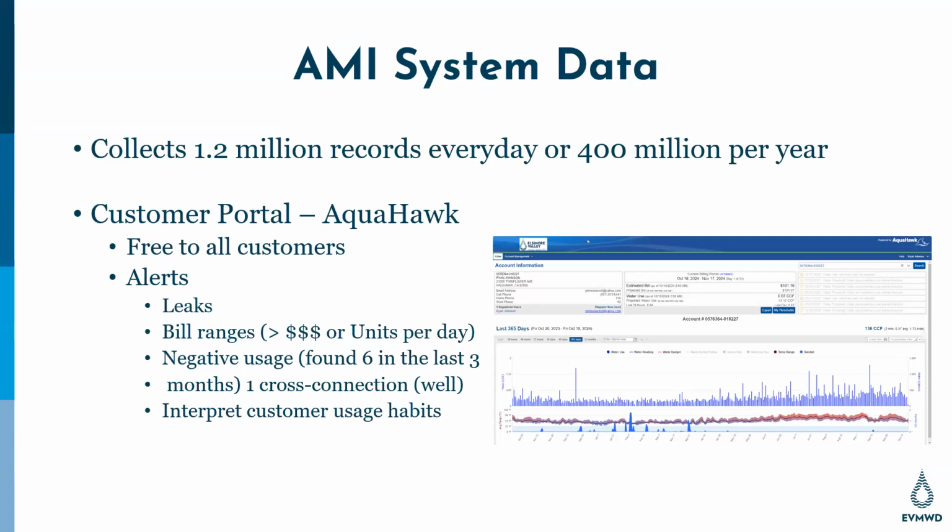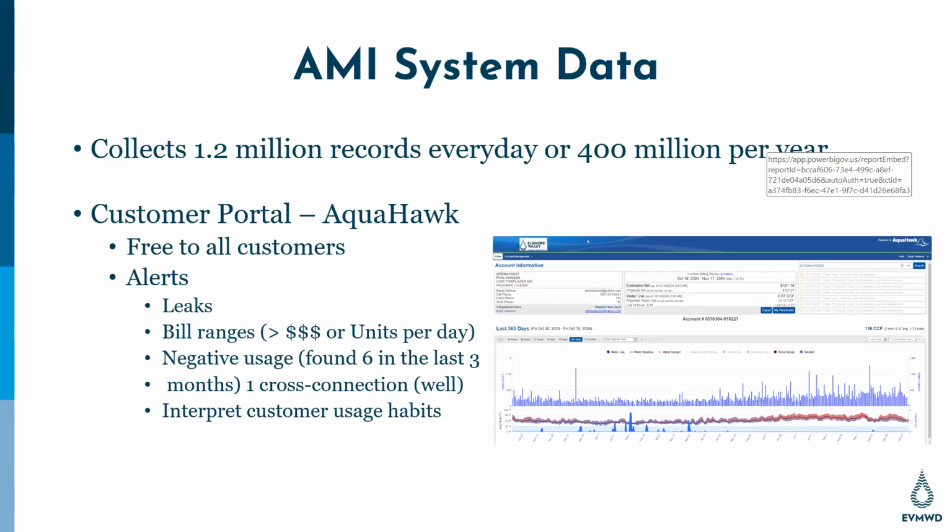So one of our objectives was to have a customer portal, and they were able to set up that SFTP site with a company called Aquahawk. So Aquahawk delivered everything that the district wanted to see displayed to our customers. So this picture you see is the portal that customers can sign up for free. It gives specific alerts, things like constant usage, reverse flow. You could set how you want your alerts, so they can set them by how much you're going to spend each month, or how many units of water you're going to use per day or per month, things like that.